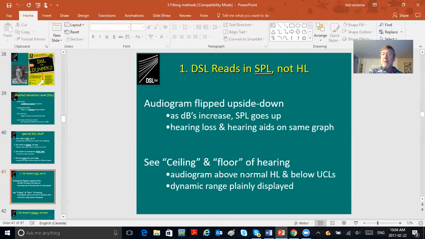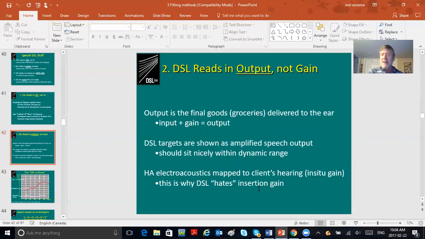And the audiogram above normal hearing levels and below UCLs, the dynamic range, is plainly displayed, and it reads in output, not gain. Now think of this. Output is the final goods. It's the groceries that is delivered to the doorstep of your eardrum.